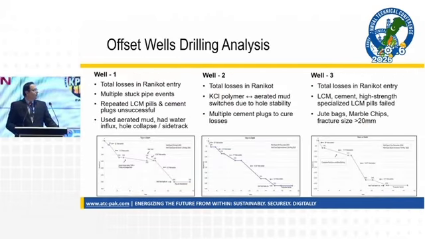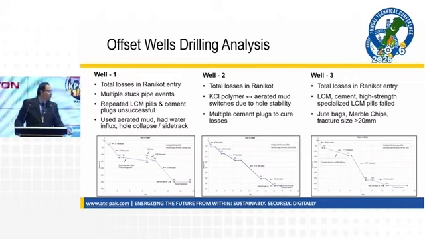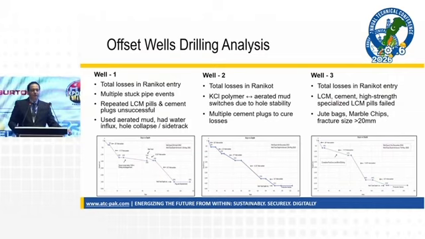This is the offset wells drilling analysis. We have been drilling here for 2.5 decades. These are the offset wells: well number 1, well number 2, well number 3. Well number 1 was drilled in 2002. We hit Ranikot and encountered total loss in the Ranikot formation. After pumping LCMs and cement plugs, all were unsuccessful. So we switched to blind drilling and then to aerated drilling. While aerated drilling, we faced hole takeoff and water influx.